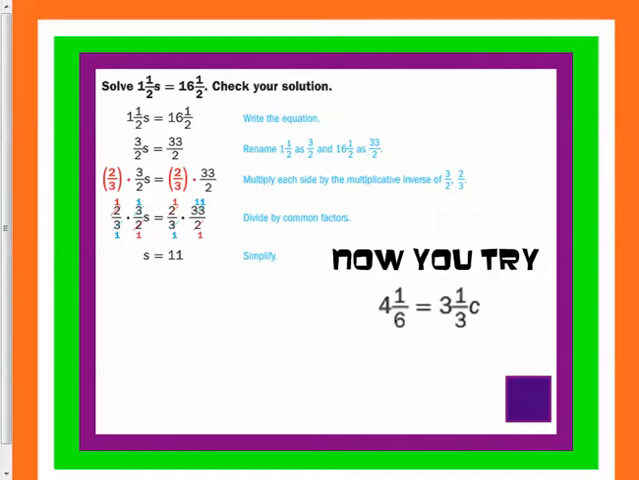So on this one, you're going to work with mixed numbers. So you have 1 1/2 s equaling 16 1/2. So you're going to write the equation, and you're going to rename these from a mixed number into an improper fraction. So you're going to take 1 1/2 and change it to 3 halves.